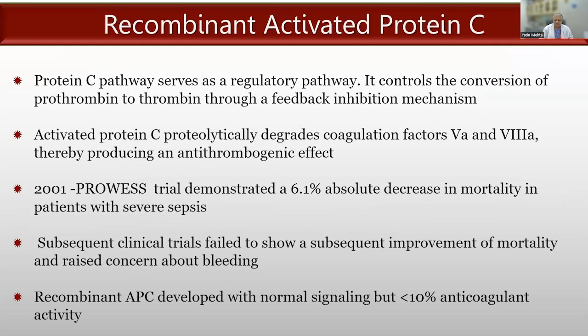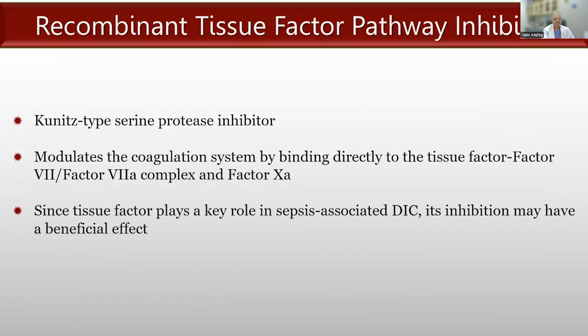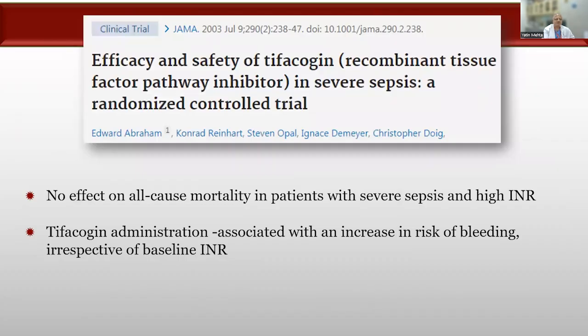Recombinant activated protein C became very fashionable for quite a while. In sepsis as such, it is supposed to prevent microvascular thrombosis, but the PROWESS trial was negative, so it was not recommended and stopped. Again, recombinant tissue factor pathway inhibitor. It's a serine protease inhibitor, modulates the coagulation system, and tissue factor plays an important role in DIC generation.